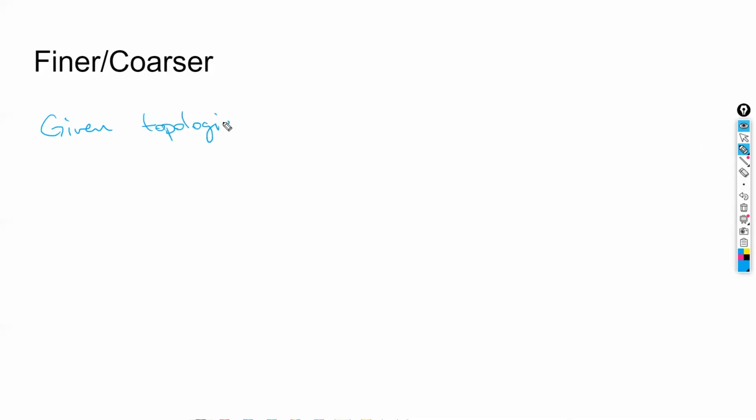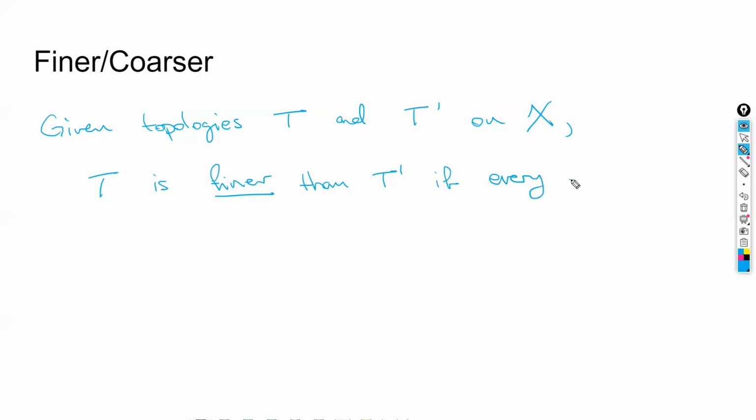So given topologies T and say T prime on a set X, we say T is finer than T prime if every open set in T prime is also open in T. So all this means is that, well, basically T has more open sets than T prime.